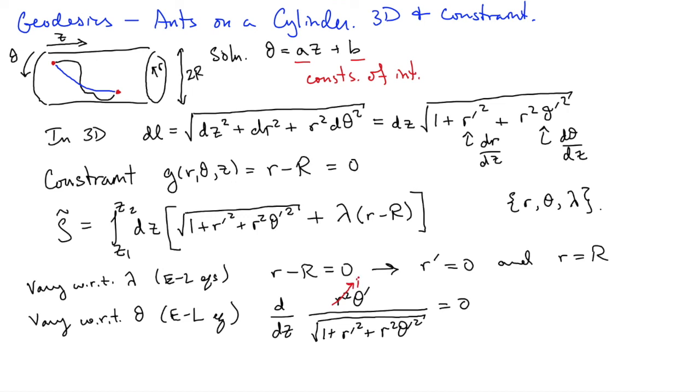There's a couple of simplifications that we can already put in given our first result. This r squared becomes capital R squared. This r prime squared goes to 0, and this one becomes capital R squared. And because the derivative of this whole thing is equal to 0, at the end of the day, we have something that looks like r squared theta prime divided by square root 1 plus r squared theta prime squared is equal to a constant. And this constant is a constant of integration.